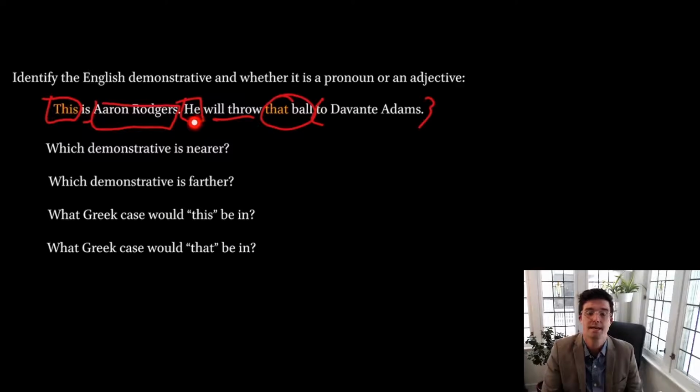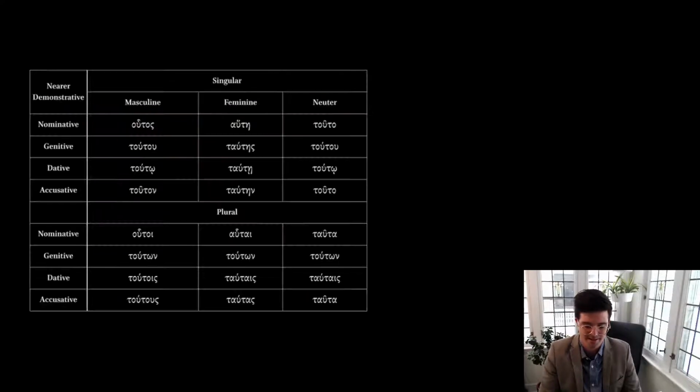He, in the next sentence, is the subject of will throw. That ball is the object. To Davante Adams is the indirect object, which would be in the dative. So this, that would be in the accusative case, and this would be in the nominative case. And so here we have our forms of the nearer demonstrative, and on the next slide I will give you the forms of the farther demonstrative, but I want to make a couple comments on these forms.